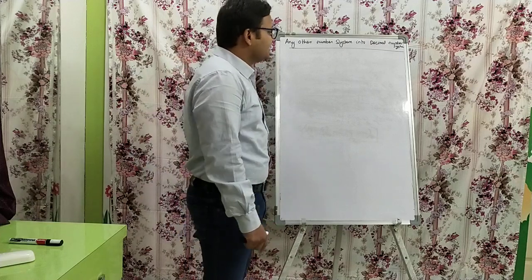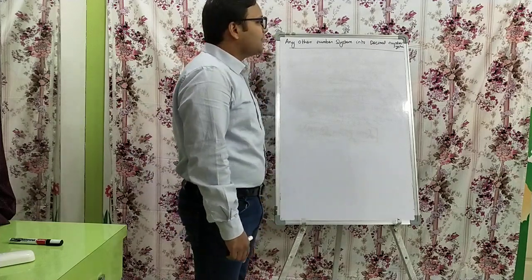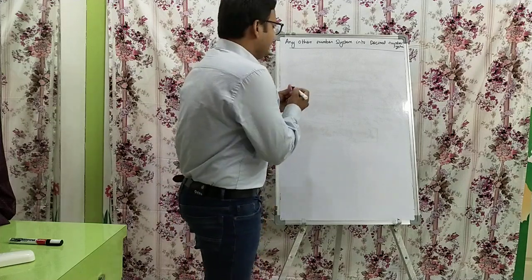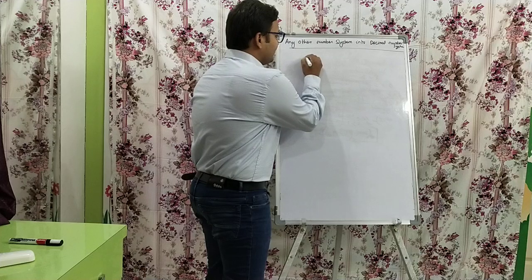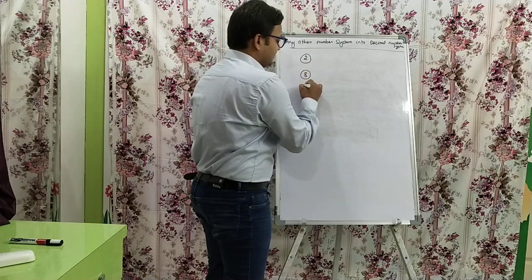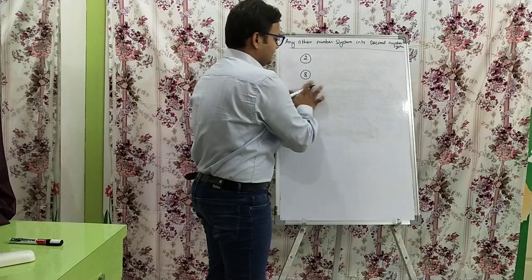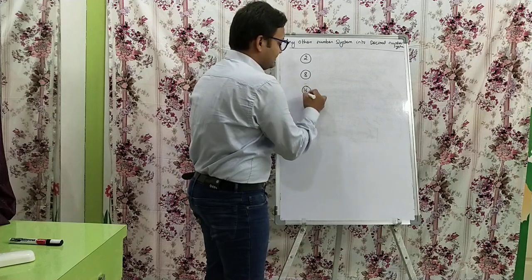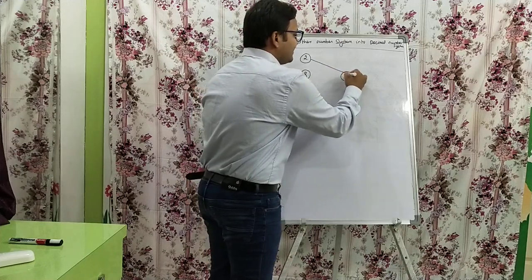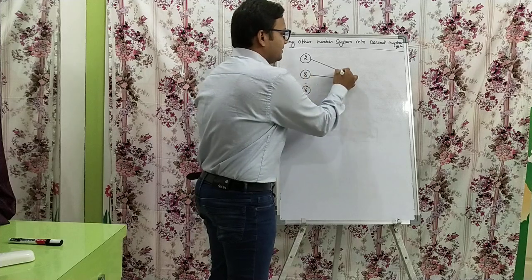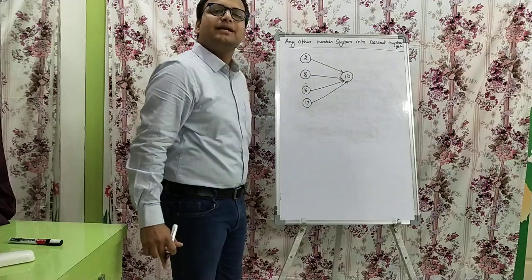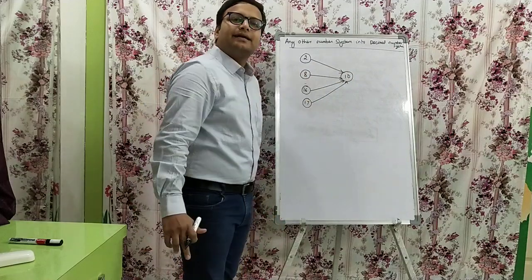Today's session for the discussion is to convert any other number system, such as 2, 8, 10, 16, 17, into the decimal number system. So you have to convert any other number system into the decimal number system. This is my targeted topic today.